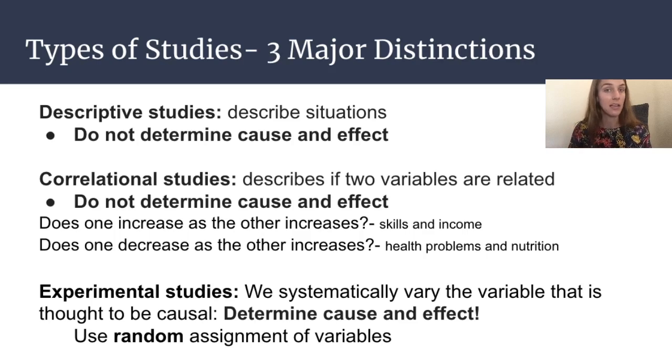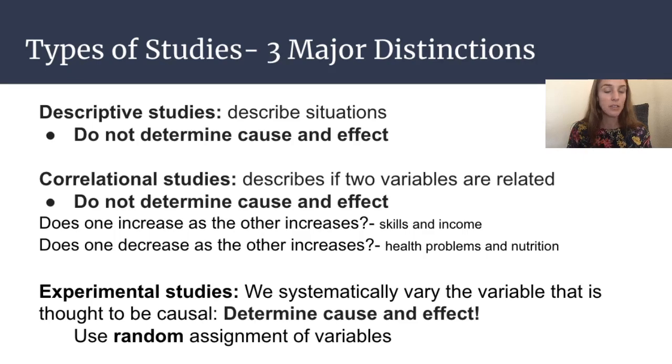We had the silly example last time about pool drownings and Nicolas Cage films. Not that drowning is funny, but the relationship certainly is, right? It doesn't make a lot of sense, which is why correlations also can't imply cause and effect, right? Because two things can vary with each other and have nothing to do with each other, so they cannot determine cause and effect. And then we have experimental studies where we have some systematic variation of a variable that's thought to be causal. Helps us to determine cause and effect relationships.